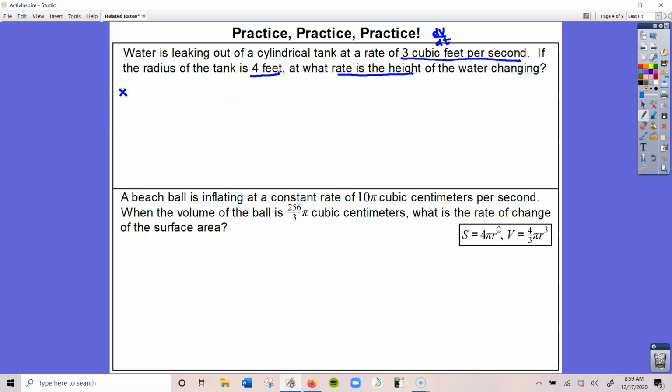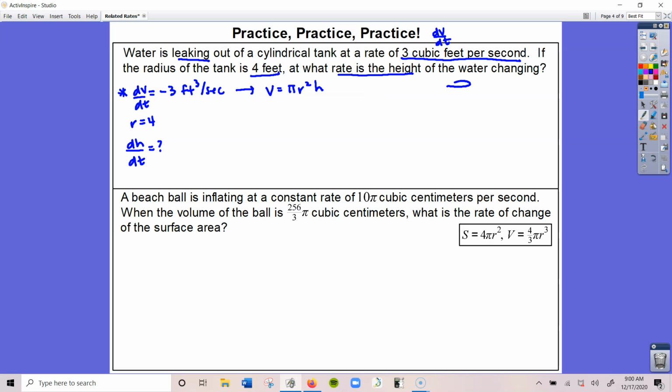So let's write down everything that we know. We know that dV/dt is going to equal negative 3 cubic feet per second, and it's negative because it is leaking. The radius is equal to 4, and we are looking for dH/dt. Now, because we're given dV/dt, that means that we must use the equation for volume, and the volume of a cylinder is pi r squared h.